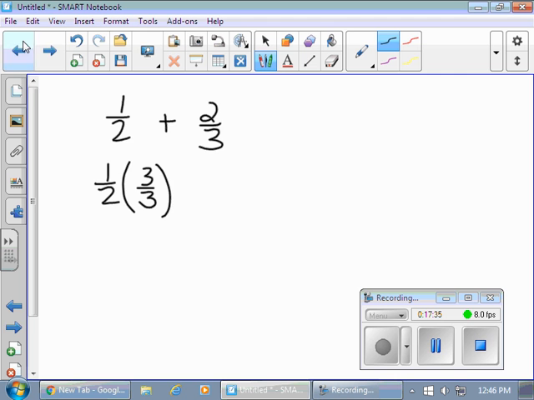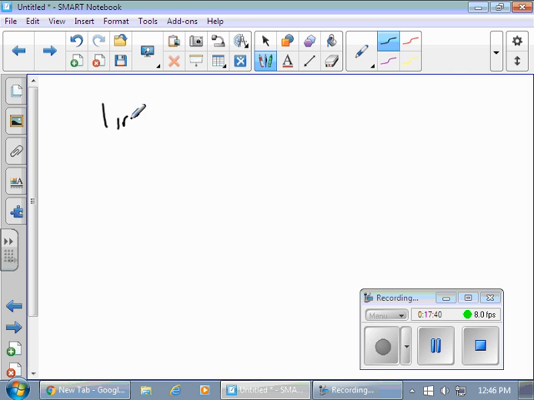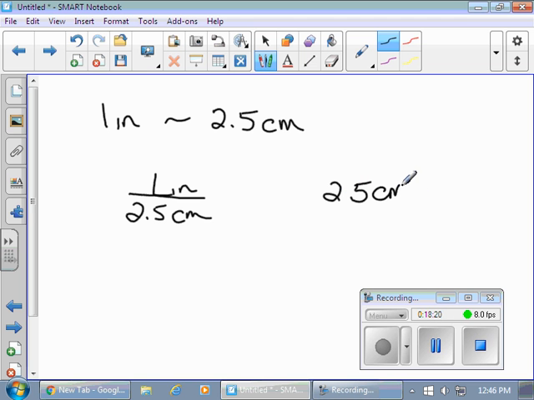Okay? How could you write me a fraction using 1 inch is approximately 2.5 centimeters? Somebody give me a fraction using those 2 numbers. 1 inch over 2.5 centimeters. Awesome. Now, because I'm saying approximate, we're going to treat those as so close that they're almost equal. So we're saying that's going to represent as close to 1 as I can get. Okay? Now, is there another way that I can write that fraction and it still be considered 1? 2.5 centimeters over 1 inch. Both of those represent 1.